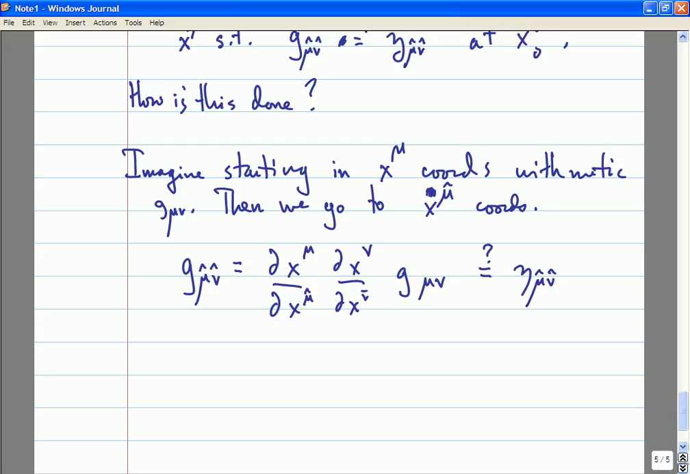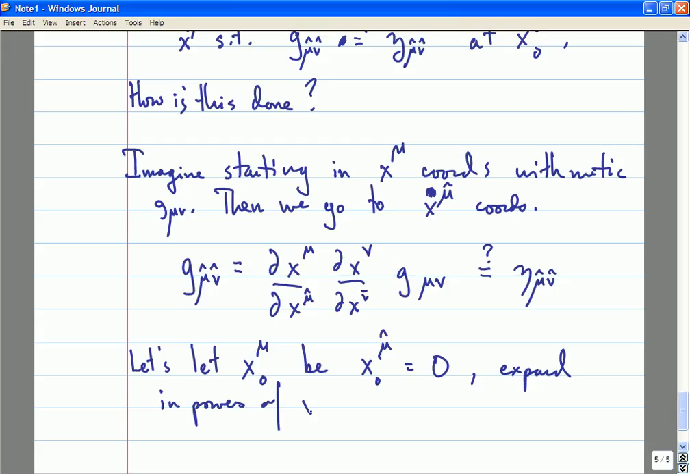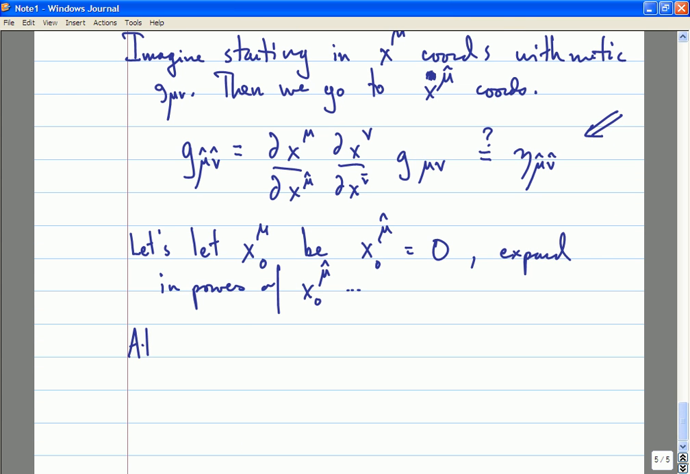Well, let's just look at this equation for a second. We only need this equation to be true at x naught hat. So let's let our coordinate system be such that x mu naught, the point that I'm looking at, is in the hatted coordinates just the point where all of my coordinates are equal to zero, and then expand in powers of x naught mu hat. And then let's look at this equation that we have right here. So at the point where x naught mu hat is equal to zero, let's look at this boxed equation right here.